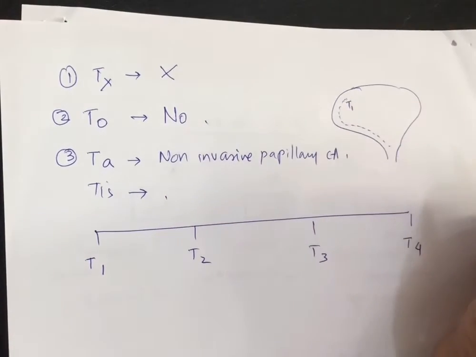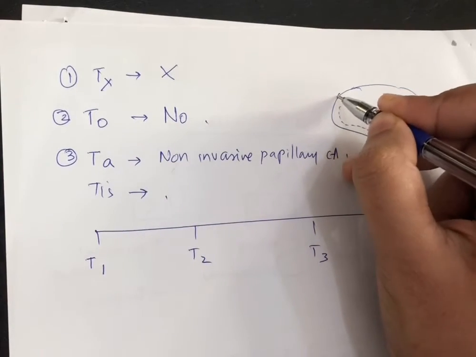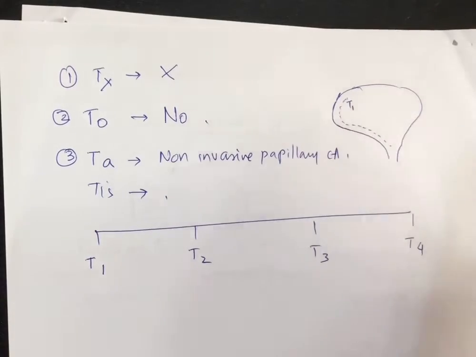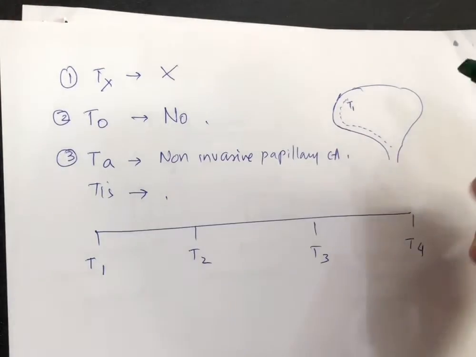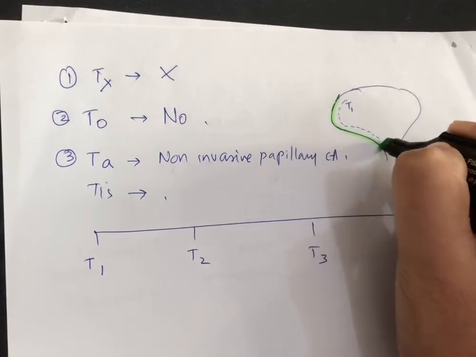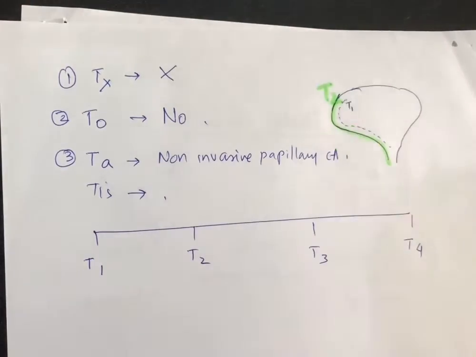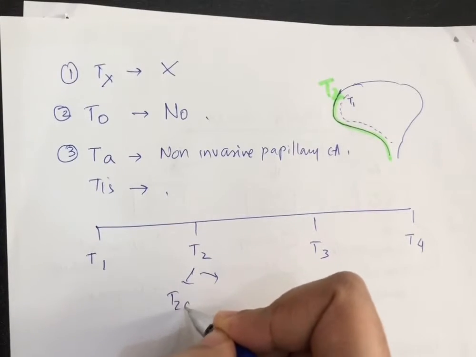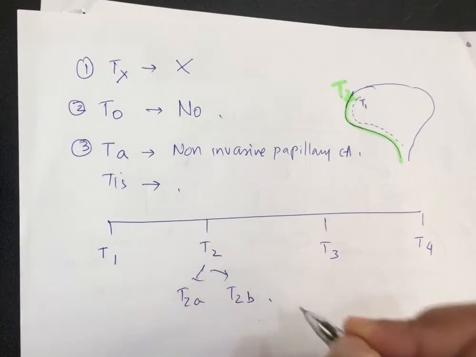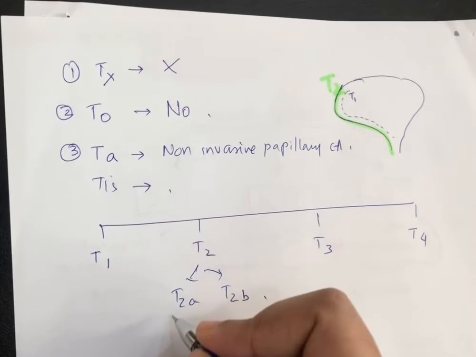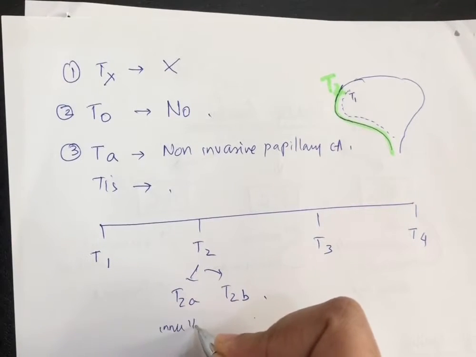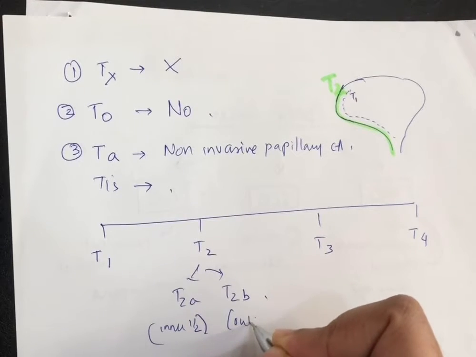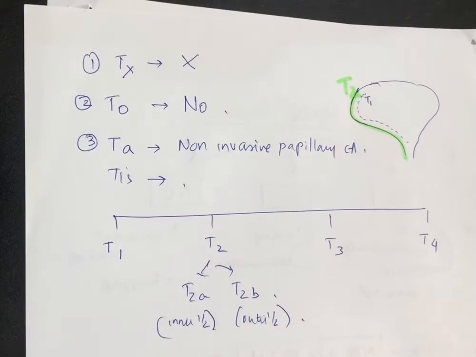That is T1. What is T2? T2 is if it involves the muscularis propria of the bladder wall. T2 has two parts, T2A and T2B. T2A is if it involves the superficial muscle, that means the inner half. T2B is if it involves the outer half of the bladder wall muscle.